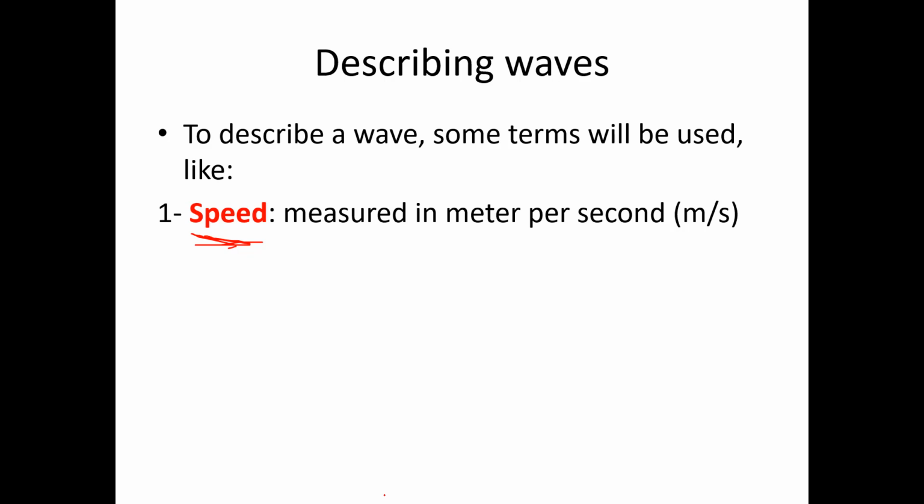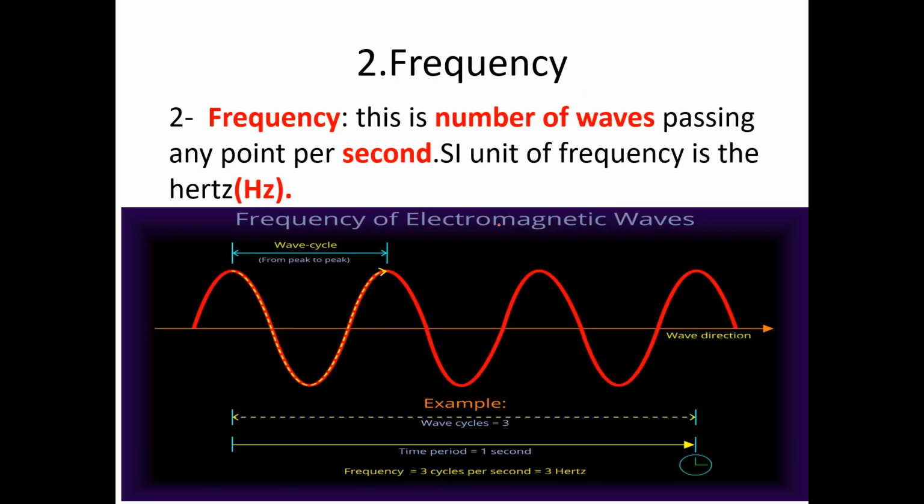Because the waves are moving, they move with a specific speed. This speed depends on the kind of wave, and it depends on many other things. So each wave has a specific speed. So how do we measure the speed? As we know, we usually use this unit, meter per second. So speed is one of the terms that describes the wave, and it is measured in meters per second.